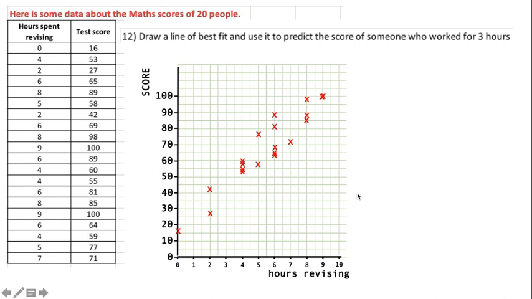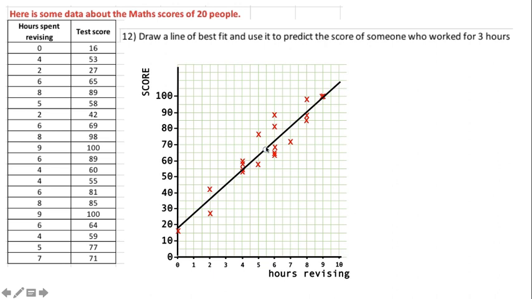Draw a line of best fit and use it to predict the score of someone who worked for 3 hours. So there's my line of best fit. I've put it going through this point here, which is the average of the two things. So the average person spent just under 5.5 hours revising and scored around 67. I worked out the mean averages of those. The line of best fit should go through that point. It doesn't have to go through 0, and that's a mistake a lot of people make.